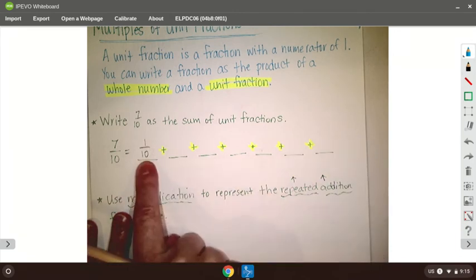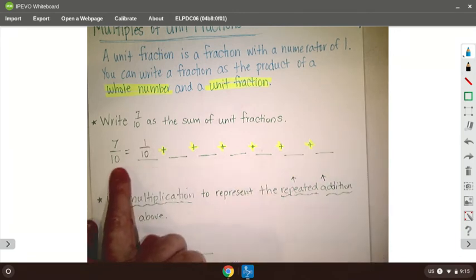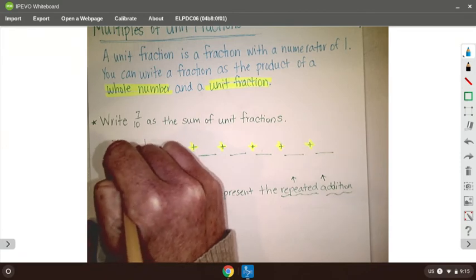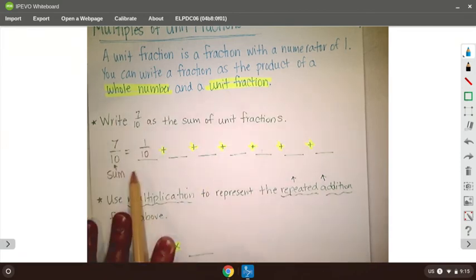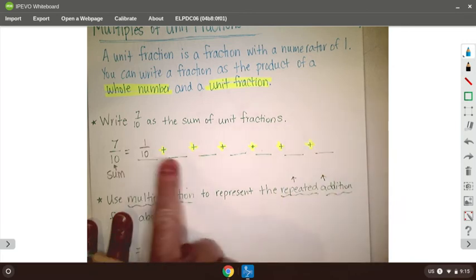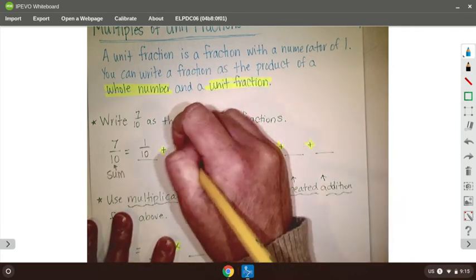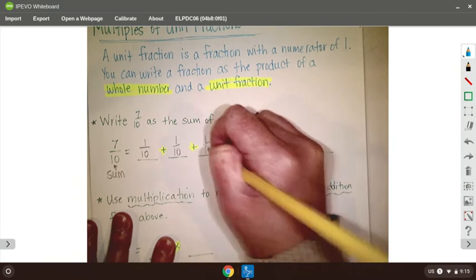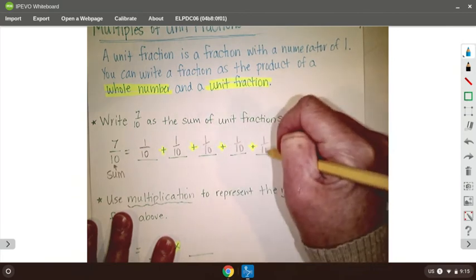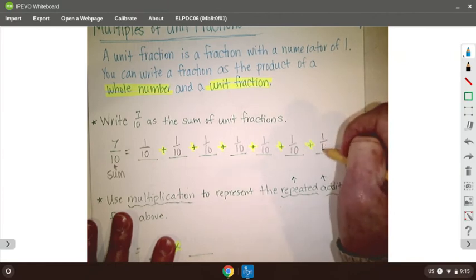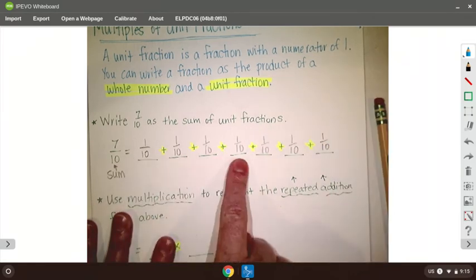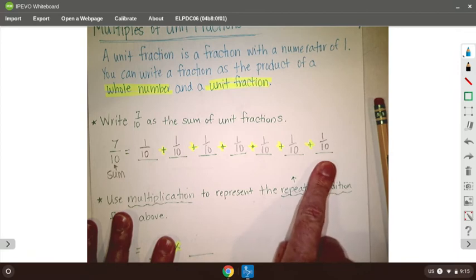What sum? The sum here is made up of an addition sentence using what unit fractions? 1/10. Well, how many 1/10 make up the 7/10? 7 of them, right? 1, 2, 3, 4, 5, 6, 7. If we added up 1/10 7 times, we would end up with 7/10. 1, 2, 3, 4, 5, 6, 7, right?